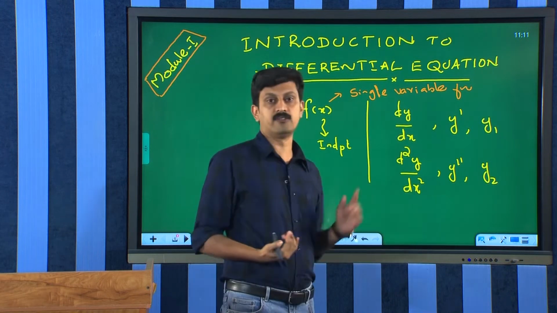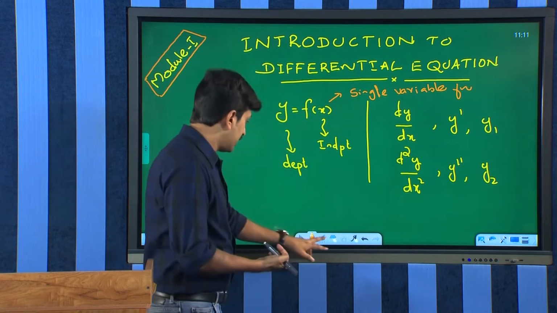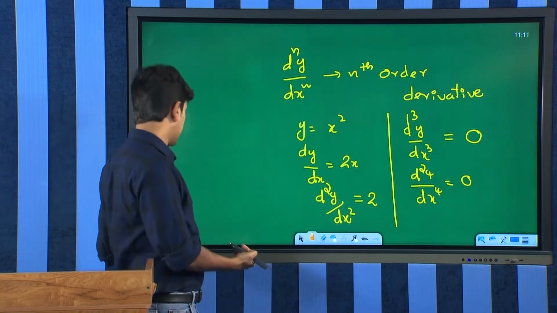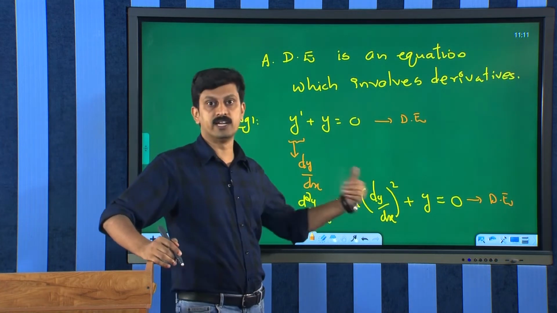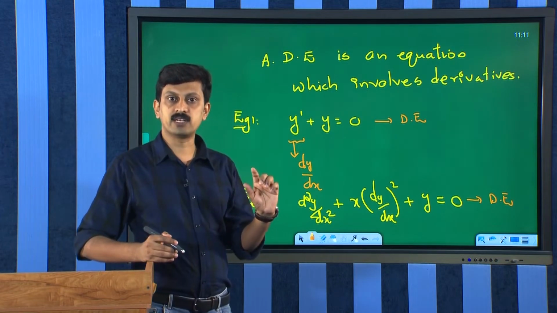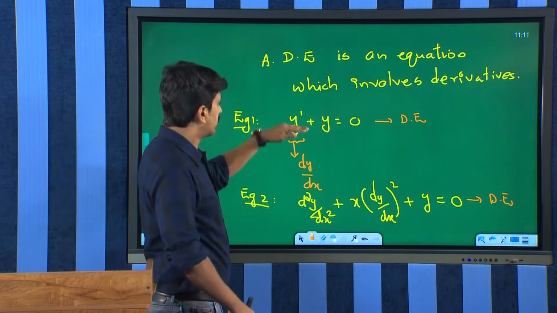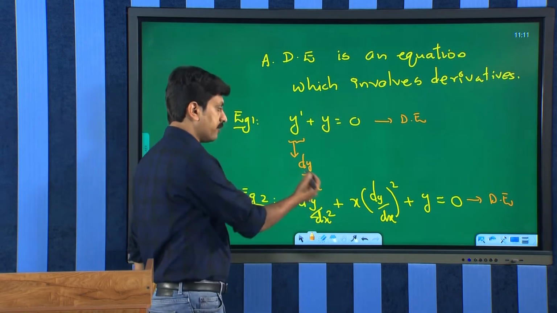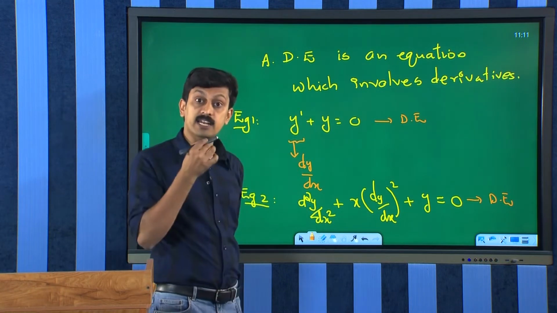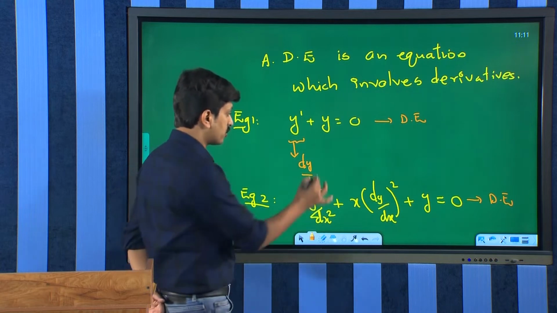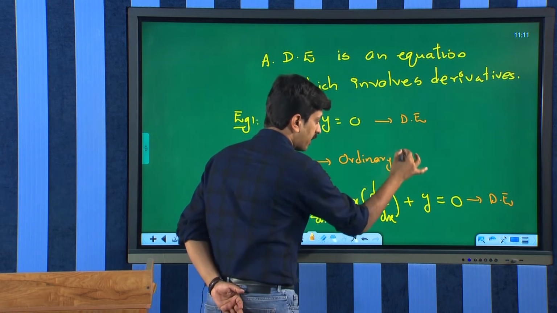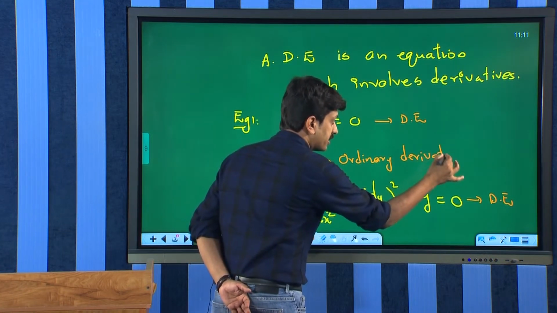differentiate with ordinary derivatives. See here, we used d cube y by dx cube and d raised to 4 y by dx raised to 4, all are ordinary derivatives, because we used a single variable function with one independent variable. So, here see this y dash is dy by dx. This is the derivative of a single variable function. So, this is an ordinary derivative.